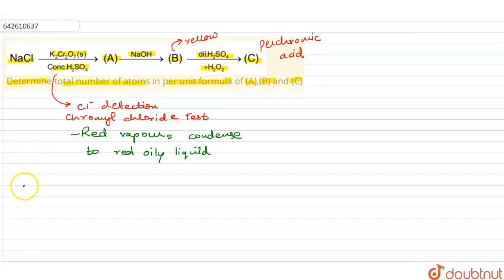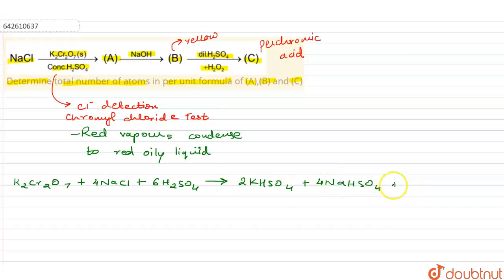So number 1. K2Cr2O7 would be reacting with 4 amounts of sodium chloride and 6 amounts of H2SO4 to give us, first, potassium hydrogen sulfate, then sodium hydrogen sulfate, and the very major product, which is CrO2Cl2, and 3 moles of water out of this. Now I've presented the perfect balanced reactions over here. So this is my product of interest, and that's your product A.